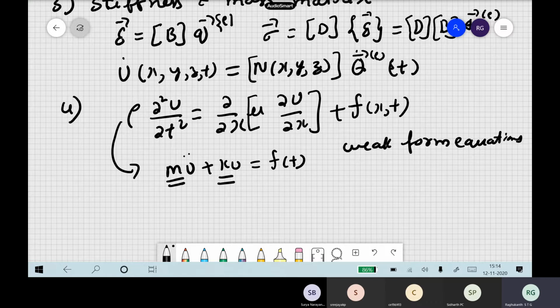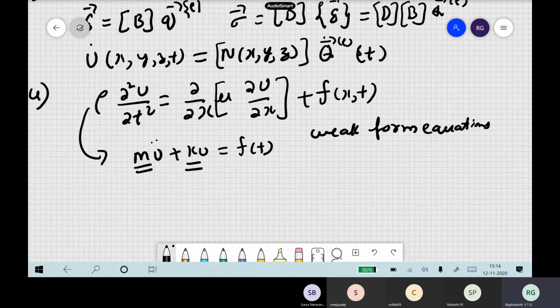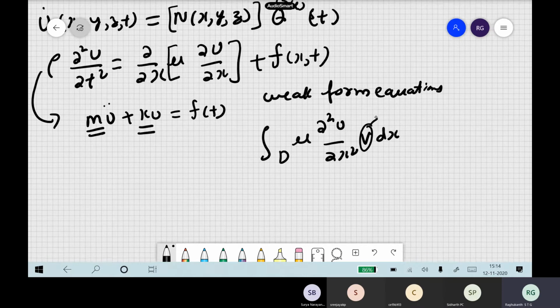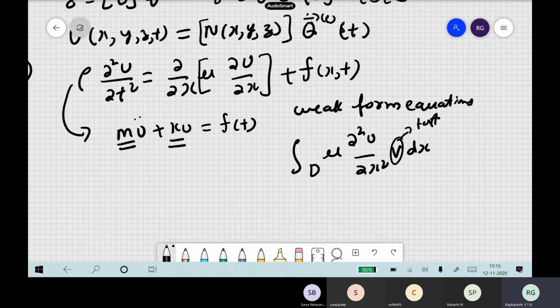Yes, okay. So now what did we do previously? We wrote weak form equations. What was the weak form equation? You remember, right? So previously you multiply the equation on both sides by some test functions. So we did mu into d square u by dx square, multiplied by some v or phi. Where v is a test function. Okay, and then we did all those things, and finally we got our stiffness matrix and the mass matrix.